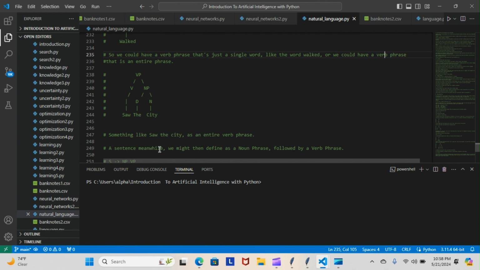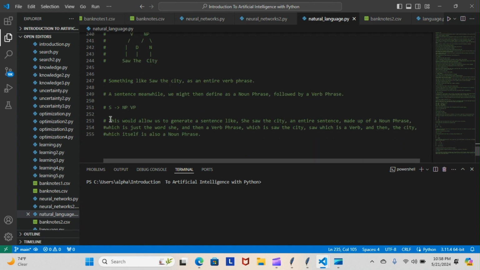A sentence, meanwhile, we might then define as a noun phrase followed by a verb phrase. So this is our sentence that can be replaced by a noun phrase followed by a verb phrase. This will allow us to generate a sentence like she saw the city, an entire sentence made up of a noun phrase, which is just the word she, and then a verb phrase, which is saw the city. Saw, which is a verb, and then the city, which itself is also a noun phrase.